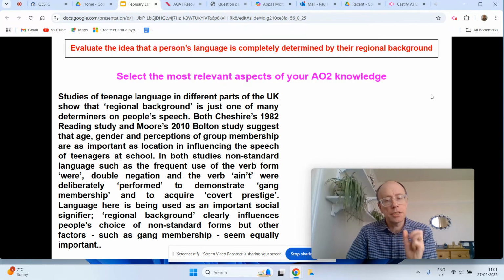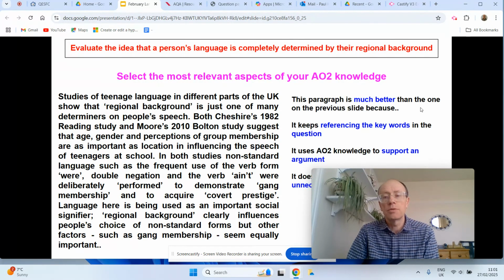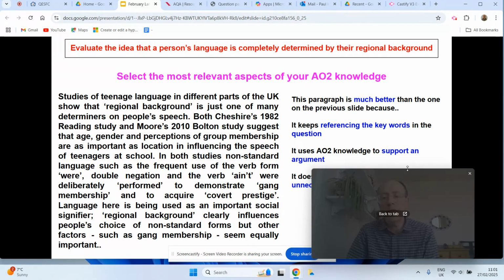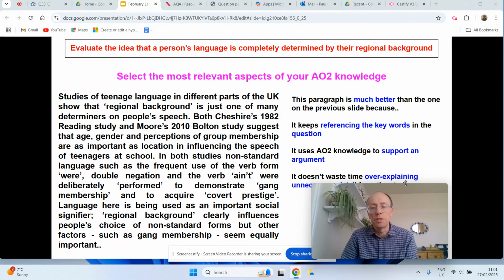Now I hope you can see that that is actually much better quality writing than the previous one about Basil Bernstein. And here's why. It keeps referencing the keywords in the question. So, for example, here it quotes regional background. This is nudging your examiner in the ribs to say, "Oi, I am answering your question."